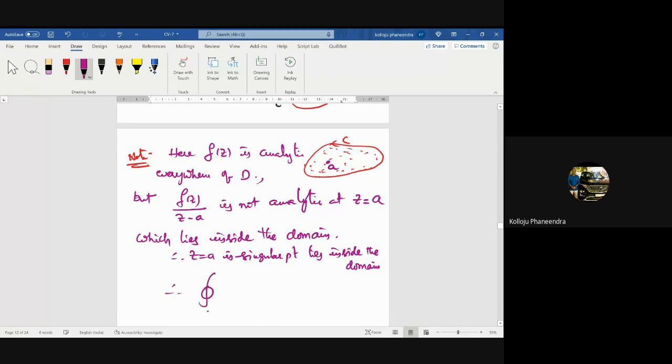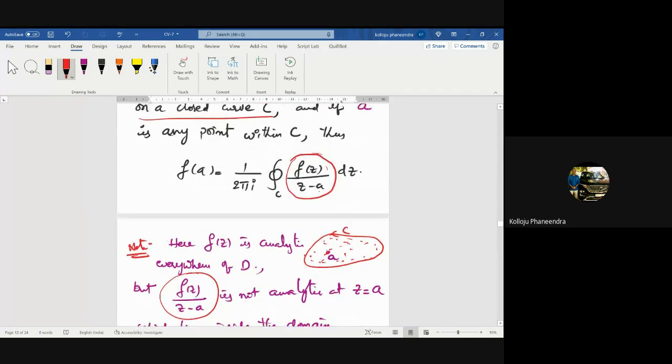Therefore, the integral over C of f of z by z minus a is definitely not equal to 0. If this entire function were analytic everywhere, then using Cauchy's theorem its value would be 0. But since the point z equal to a is a singularity inside the domain, it is definitely not equal to 0. And what is its value then?